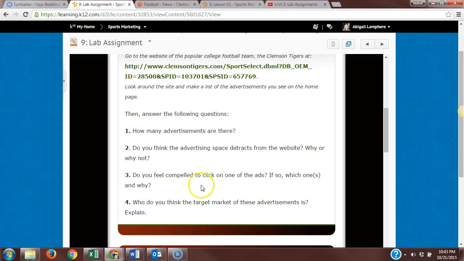Do you feel compelled to click on any of the ads? If so, which ones and why? So again, if you do, explain why. If you don't, explain why.